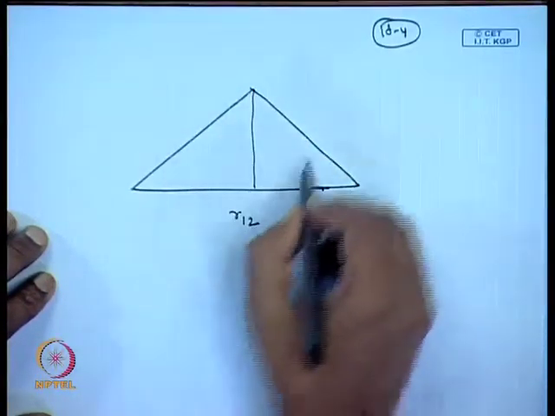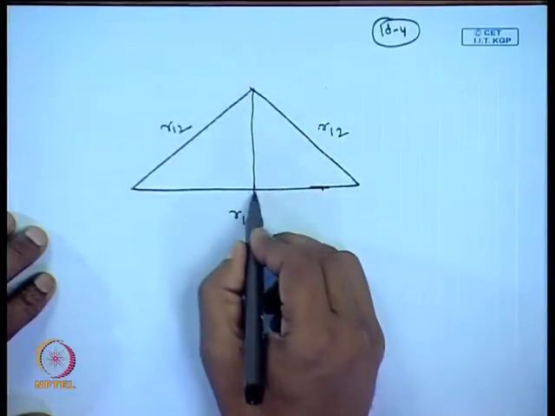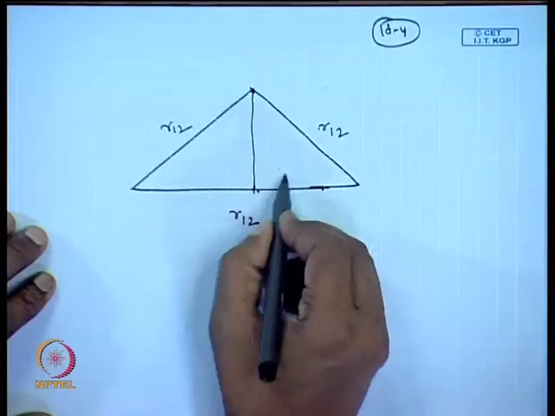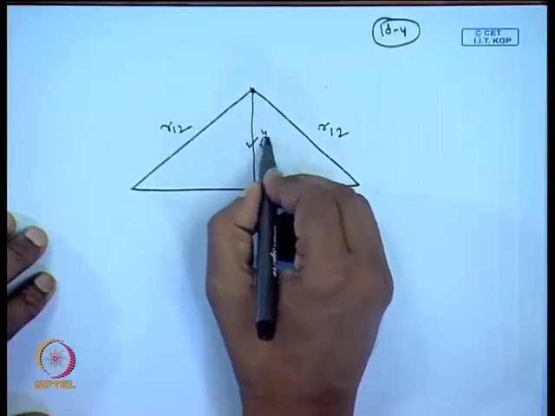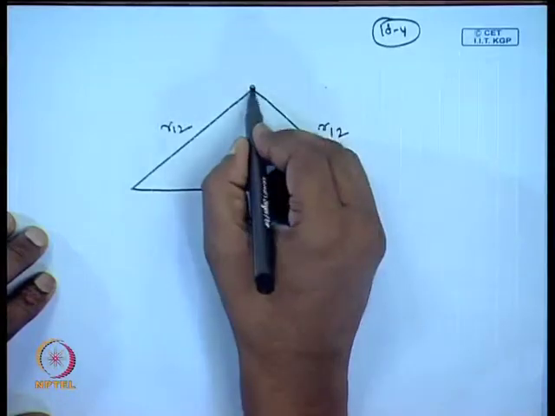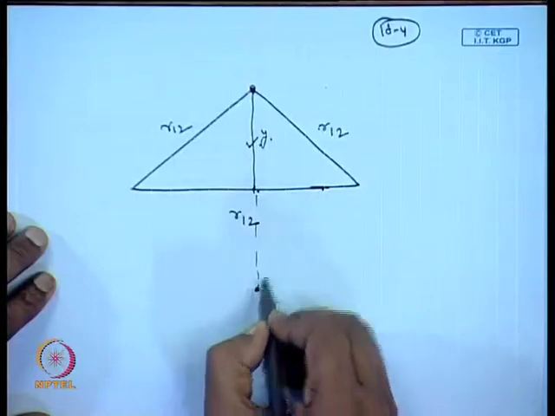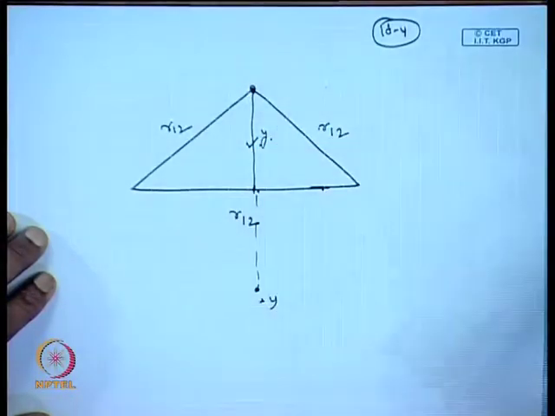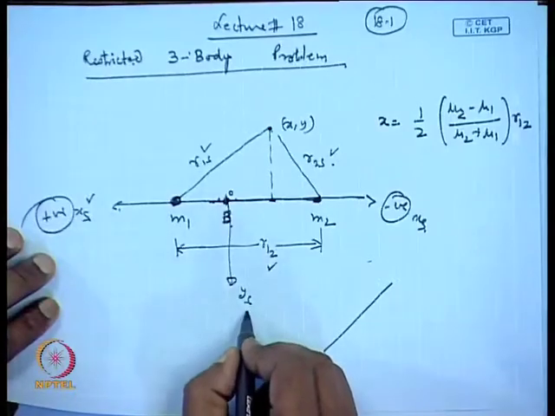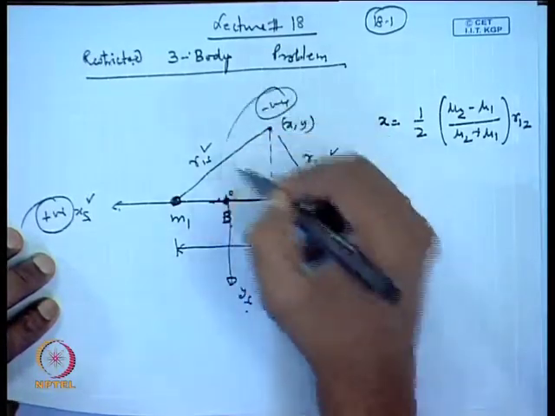This is r 12, and this is also r 12, and this is also r 12. Okay, so this forms an equilateral triangle, and obviously then this distance, which is y, is another point that we are getting downside. So this point is minus on this side. In our case, we have taken this side as the positive side of y and this as the negative side of y.